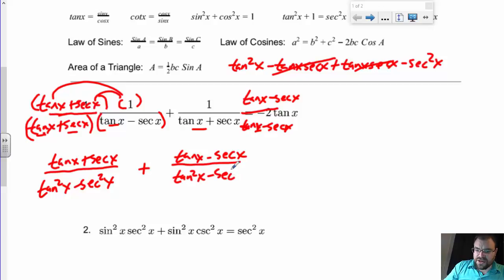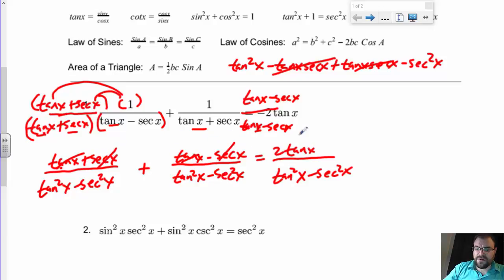From now on, I'm not going to FOIL all this out. I'm just going to say this times this is what this is, and you have to know. So I have a common denominator now. These are the same, so I can write it as a single fraction. The denominator is tangent squared x minus secant squared x. Now I combine the top. Tangent x plus tangent x is 2 tangent x. I have secant minus secant, so these just cross out. They are nothing.